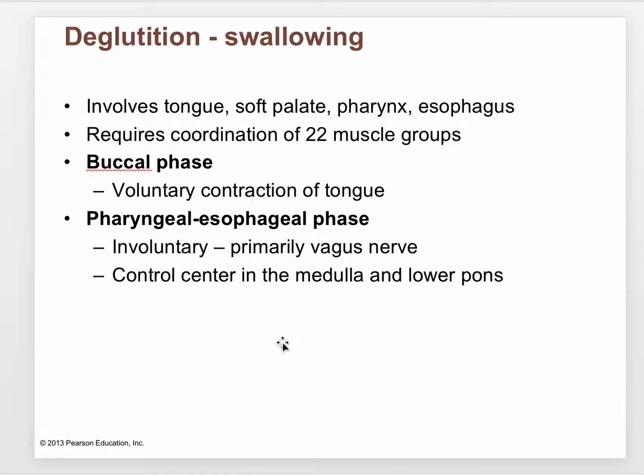Deglutition is swallowing. It requires coordination of 22 muscle groups. There's a buccal phase, which is voluntary contraction of the tongue, and the pharyngoesophageal phase, in which the bolus moves down into the back of the esophagus and the pharynx and begins the descent down the esophagus. This is primarily involuntary, controlled by the vagus nerve.